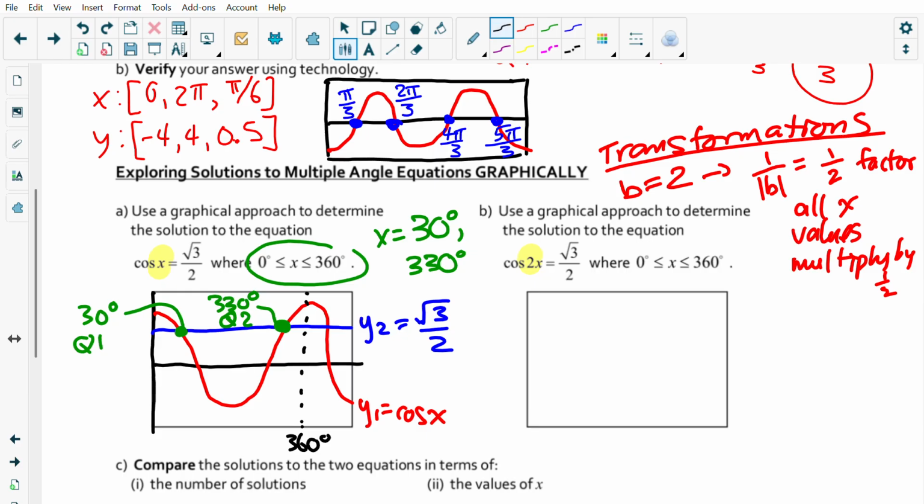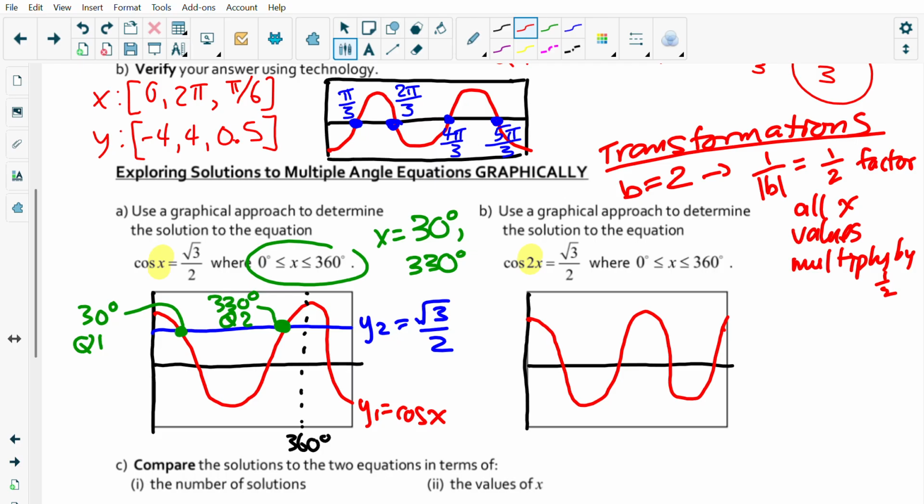Okay? All right, so I'm going to draw my x and y axes here, and then I have my cosine function. This time it's y equals cosine of 2x. So that is a horizontal stretch by a factor of 1/2 about the y-axis. So it's going to compress it like a spring, right? Okay, something like that.